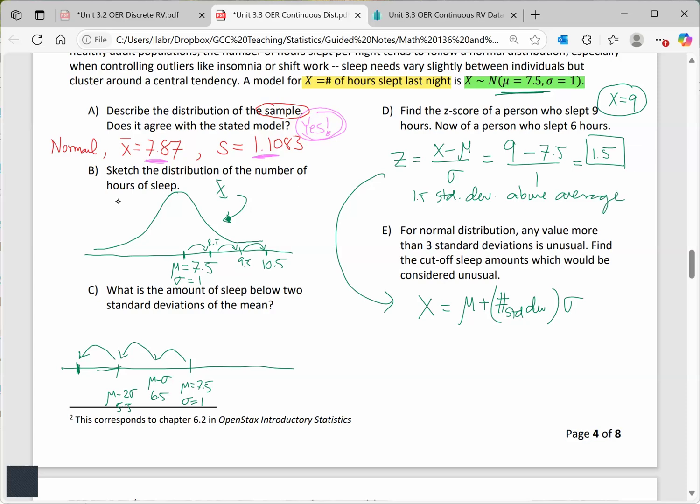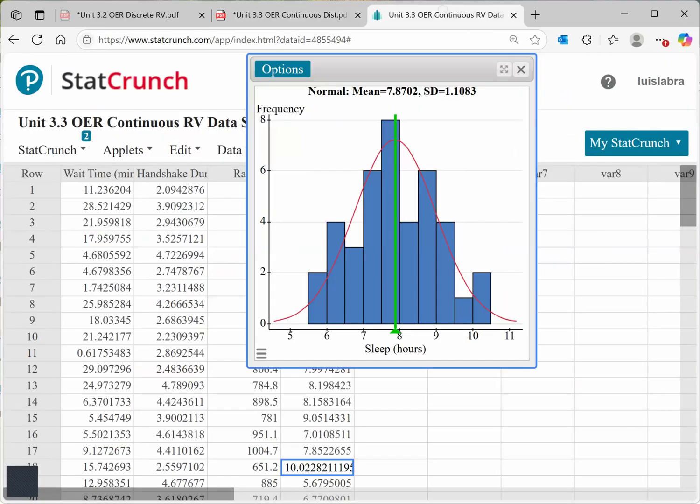For this part right here, E, we're saying any value more than 3 standard deviations is unusual. So that means that you want to find the cutoff point up above 3. So that'll be 3 sigma. So plug this in. Mu is 7.5, plus 3 times 1, which gives you 10.5. So if we go back to our drawing here, from 7.5 to 10.5, that's 3 standard deviations. And so again, this would be unusual.